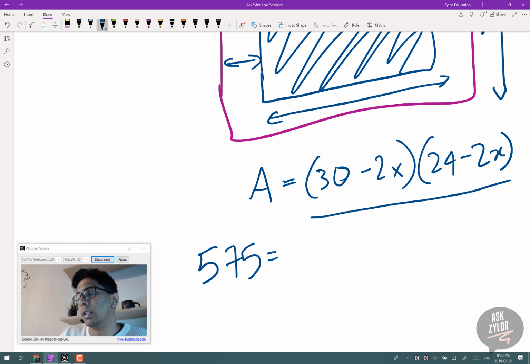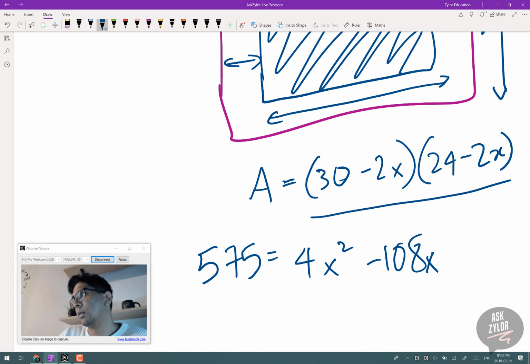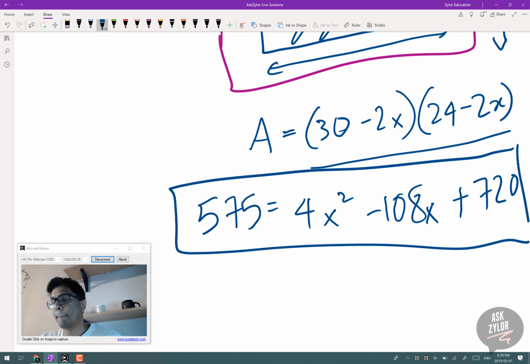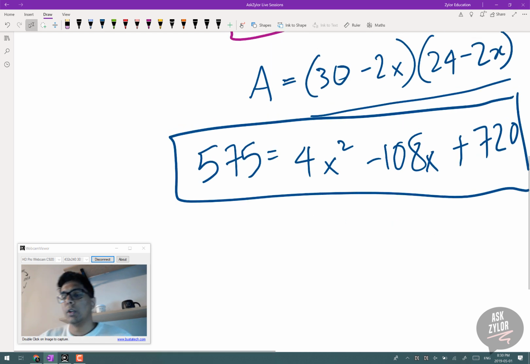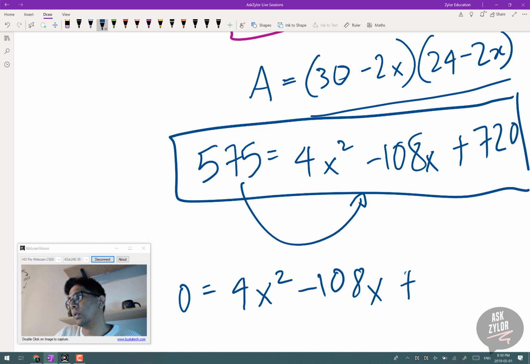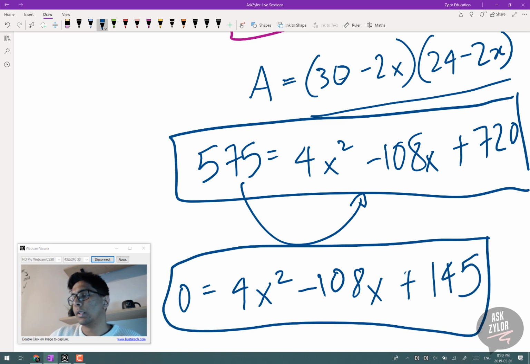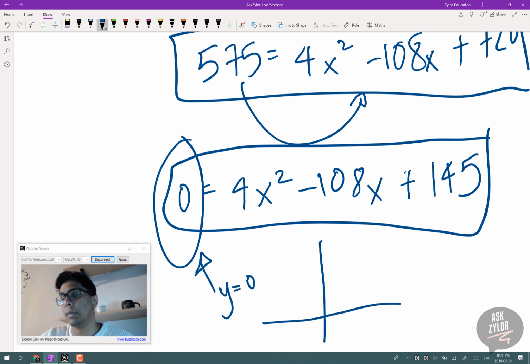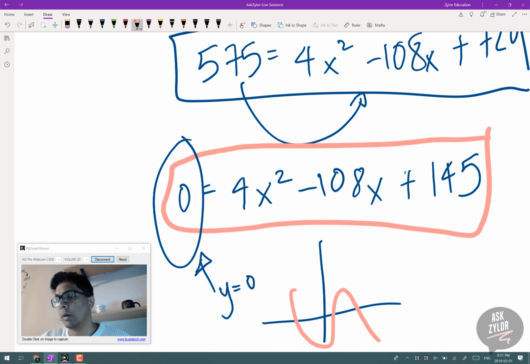And I'm going to expand these two brackets. It gives me 4x squared minus 108x plus 720. So we need to find x essentially, and we're given this equation. So what we should be doing is making this equation equal to 0 and solve for the x values. So if I bring the 575 to the other side, I'm left with 0 is equal to 4x squared minus 108x plus 145. Now the equation in this form should remind you that the 0 tells me my y is equal to 0. Right? If my y is equal to 0, that means any x value I get would be my x-intercepts.